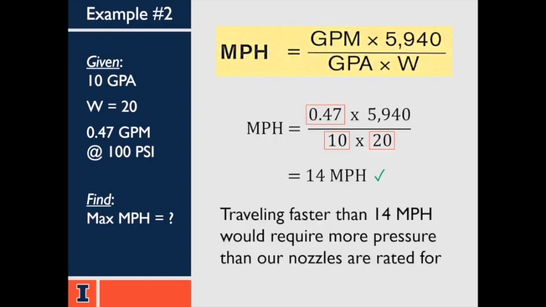Since we're trying to solve for maximum travel speed, we can use the equation we just looked at and plug in the given maximum nozzle flow rate, the application rate, and the nozzle spacing. Crunching the numbers will give us 14 miles per hour. Being our maximum travel speed, traveling any faster would require our nozzles to be operated beyond their rated maximum flow rate and pressure.